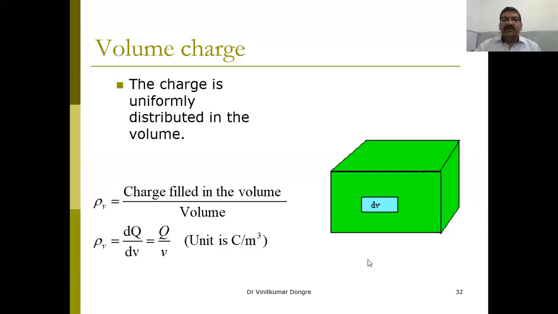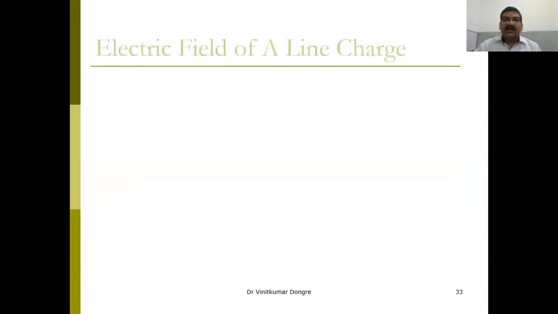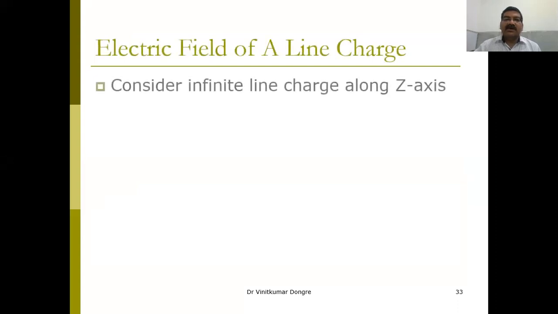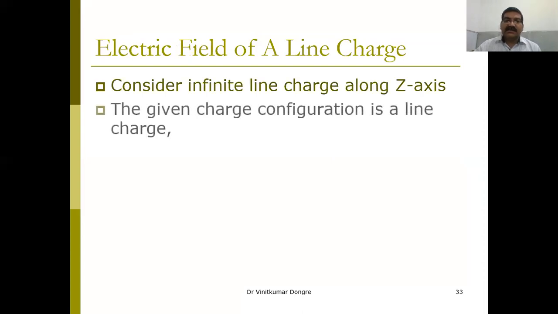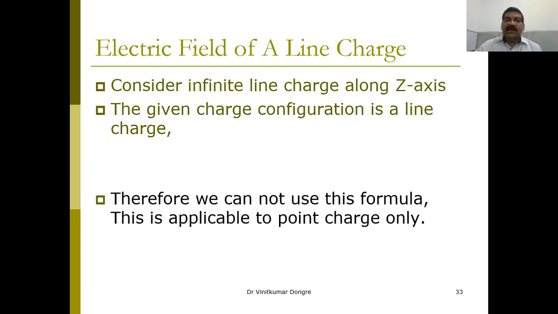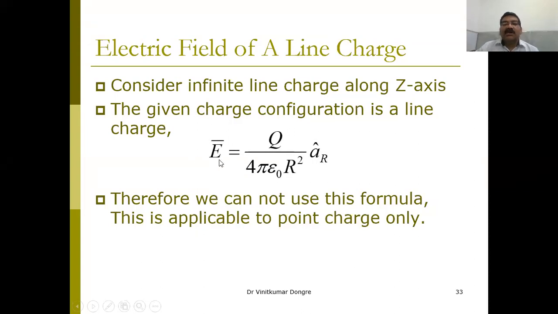Now we will try to understand a little bit of derivation and develop the formula for the electric field intensity due to line charge. We will go step by step. Consider an infinite line charge along the z-axis, and the given charge configuration is the line charge. Therefore we cannot use this formula. Which formula? E equals q upon 4 pi epsilon 0 r square a.